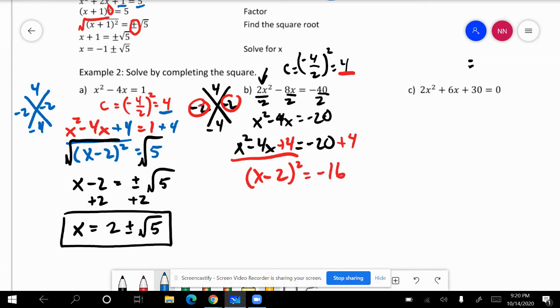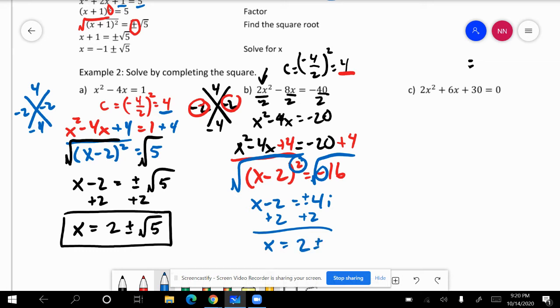Now what I'm going to do is take the square root, and that gets rid of the square. What I do on one side, I do the same thing on the other. We know that the negative gives us an i, and the square root of 16 is 4, so what we have is 4i. Remember to always put the positive and the negative root. So I'm going to add the 2. These are not like terms, so I can't combine them. I get 2 plus or minus 4i.